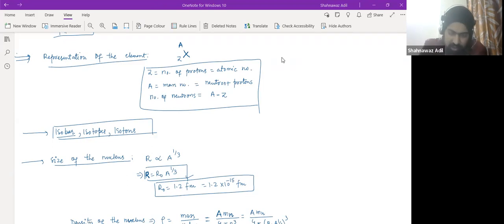Yeah, please note down this one. And if you have any questions, please ask. So this R, I should write, is the radius of the nucleus and A is the mass number, right?